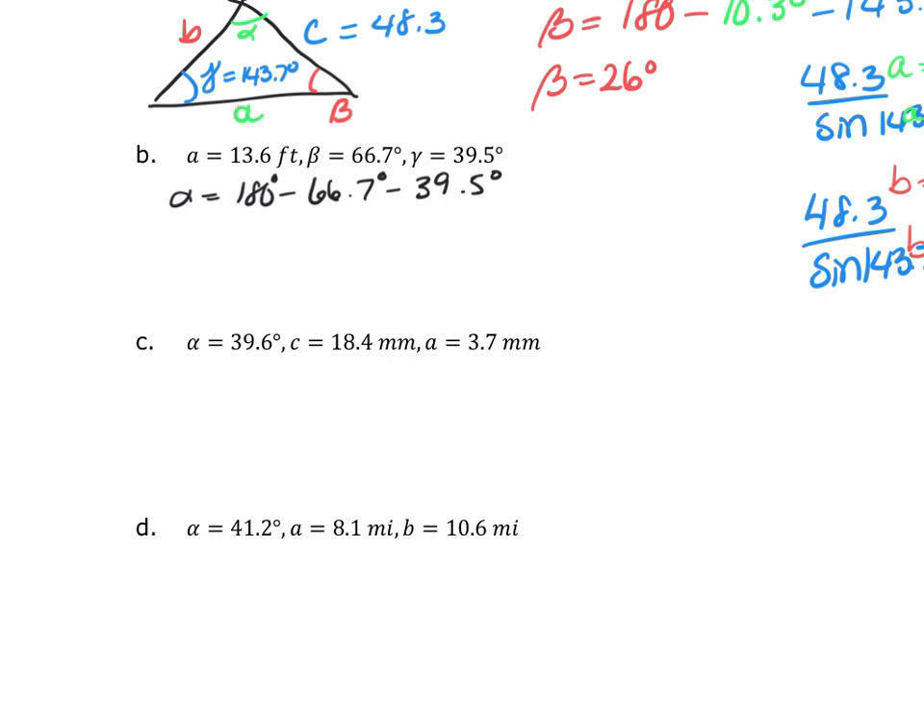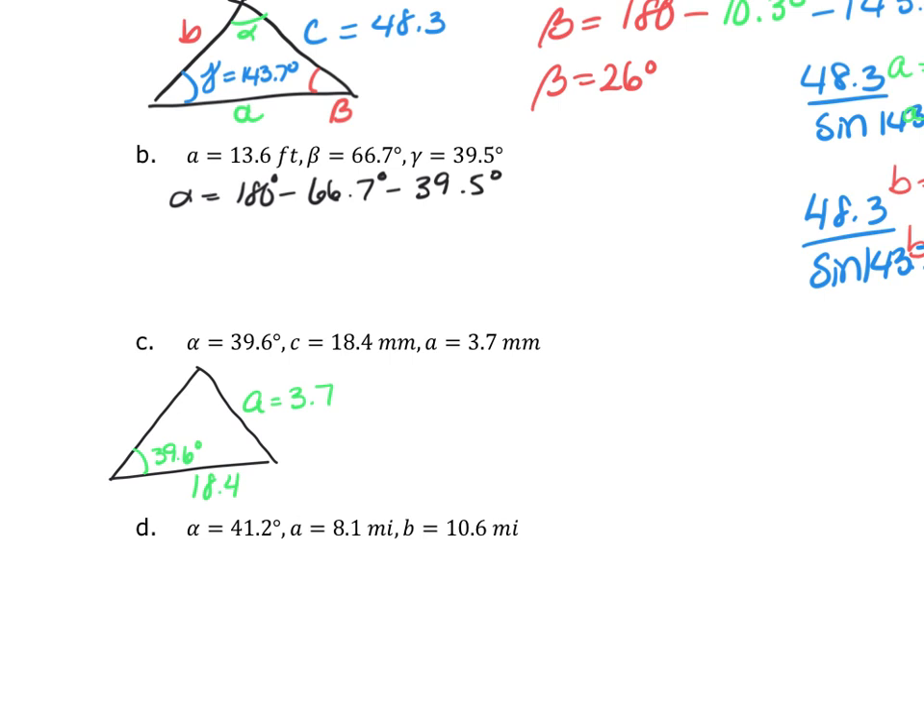I wanted to really focus in on the next example here. I have alpha and A and C. So I have alpha, A, and C. That means I have the ambiguous case. So I'm going to go ahead and put everything in the right place. Here is the 39.6 degrees, and A is opposite that at 3.7. This is the 18.4.